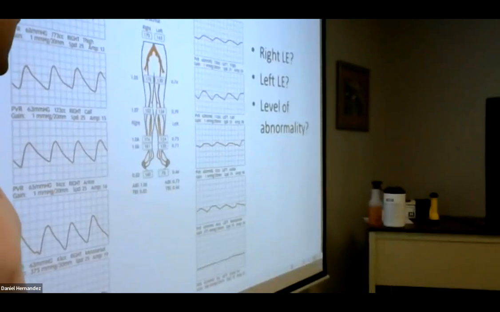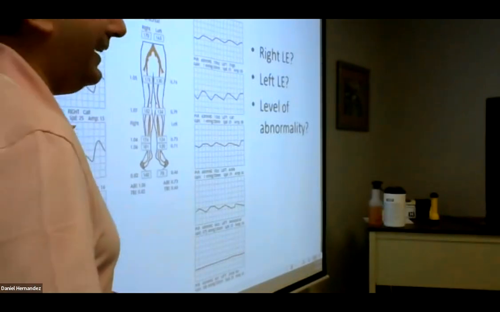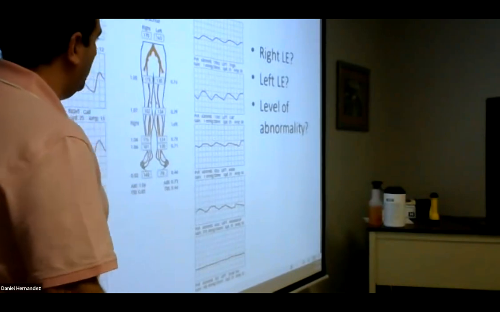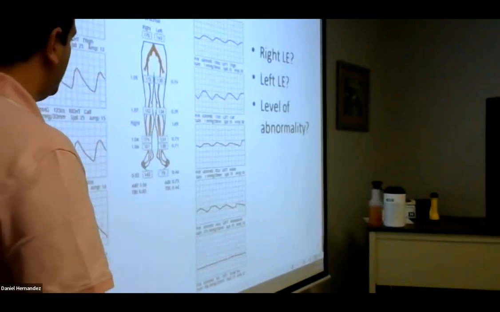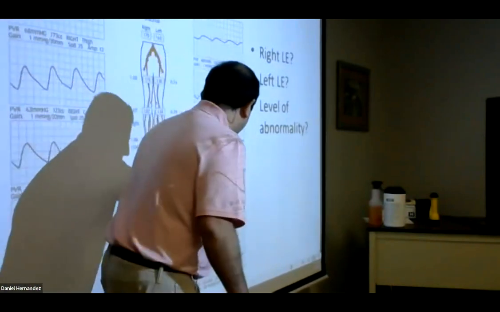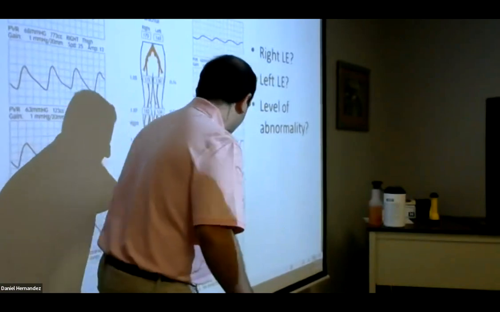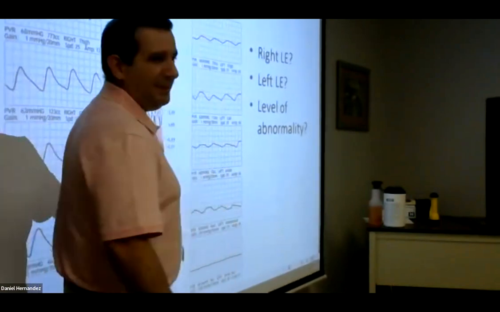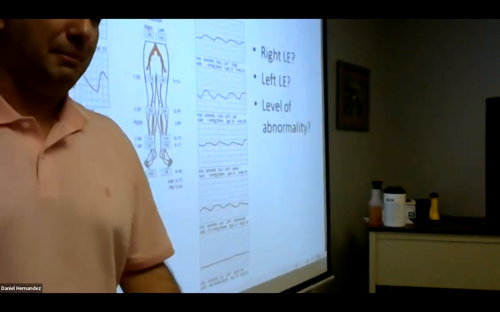Part of the reason we do this test first with the waveforms is that it's going to help guide us. If down at the metatarsal it's very dampened, the toe is dead, and we're trying to listen for pulses down here, it's going to be challenging because there's not much blood flow.